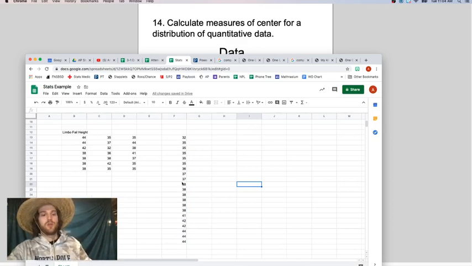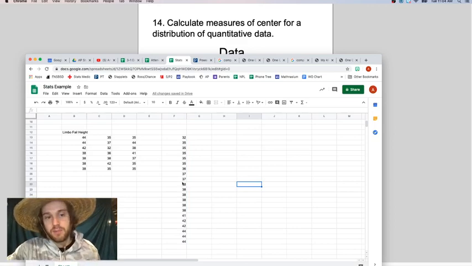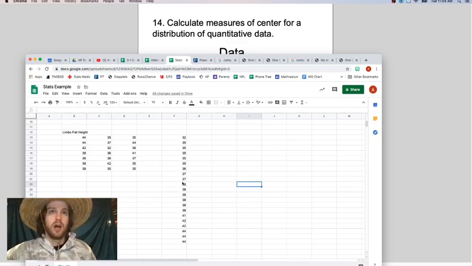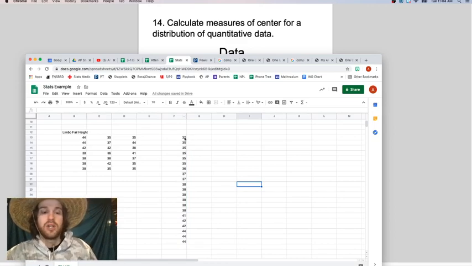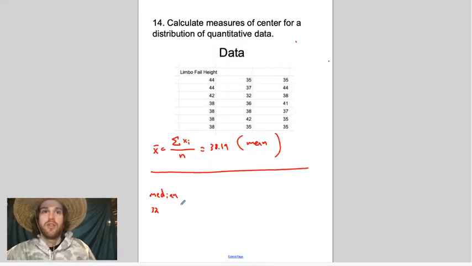The reason that is helpful is we know that there are 21 options. Since there are an odd number of limbo fail heights, you're going to count to 10. So 1, 2, 3, 4, 5, 6, 7, 8, 9, 10. Okay, and then this one should be the 11th, and then 1, 2, 3, 4, 5, 6, 7, 8, 9, 10. So the center number is 38 here.